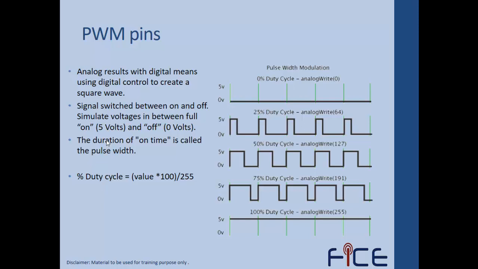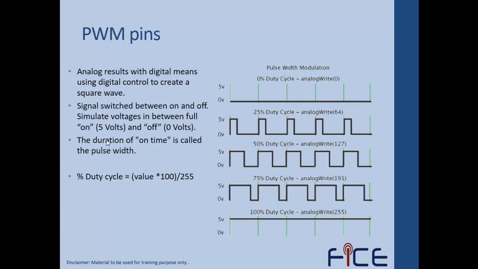Duty cycle can be calculated as value times 100 divided by 255. By default the resolution of the analog write is 8 bit. 8 bit means 2 raised to power 8, 256, so we can write values between 0 to 255. We can generate a 0% duty cycle signal where we have only the off state, then 25%, 50%, 75% and 100%. Basically we get the average voltage as the output.